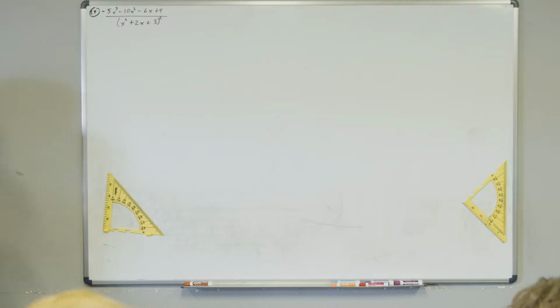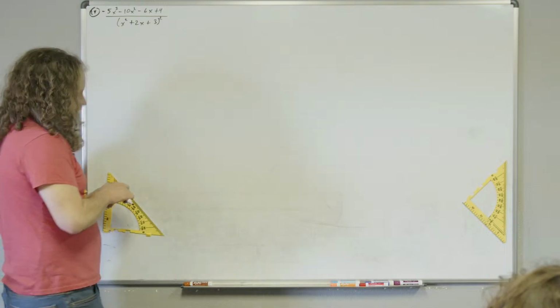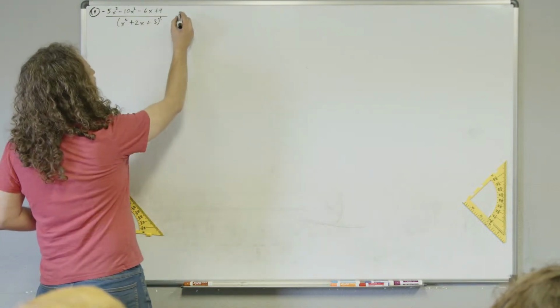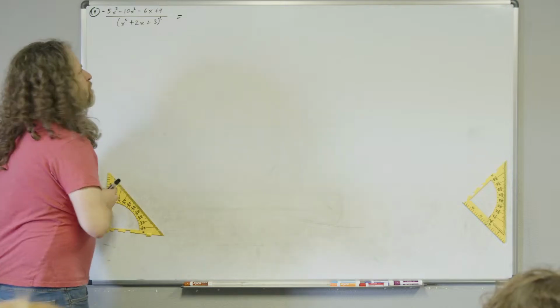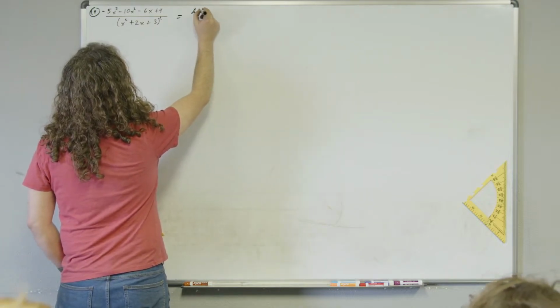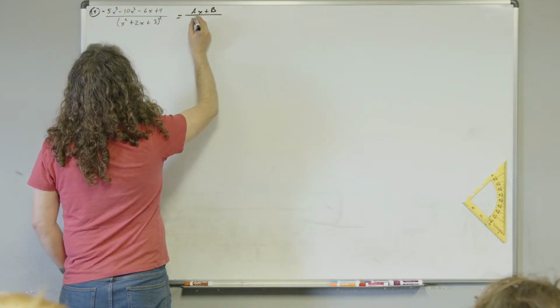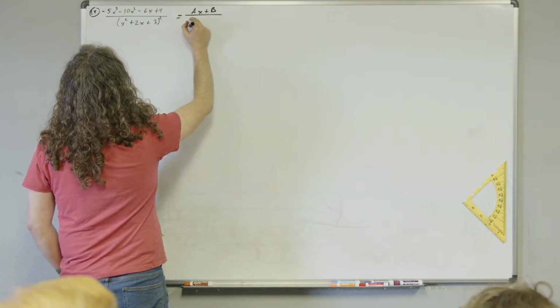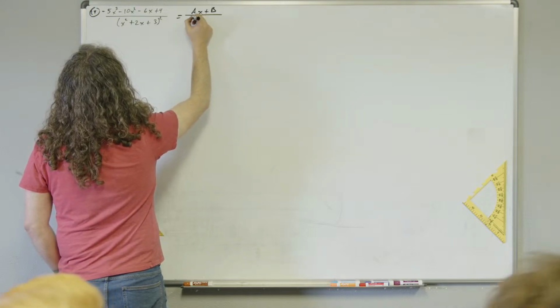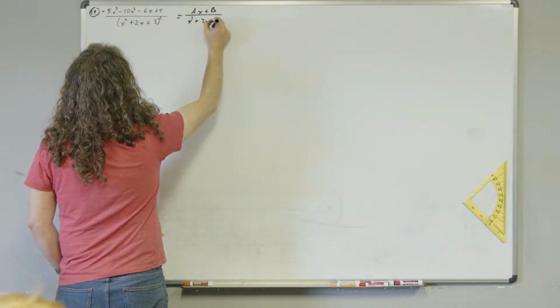Would it have to be ax squared plus bx plus c for that, or am I being silly? No, it'd just be ax plus b. No, I'm being silly. Okay. Now that we're done being silly, what should we write? Ax plus b over x squared plus 2x plus 3, and then plus cx plus d over x squared plus 2x plus 3 squared.